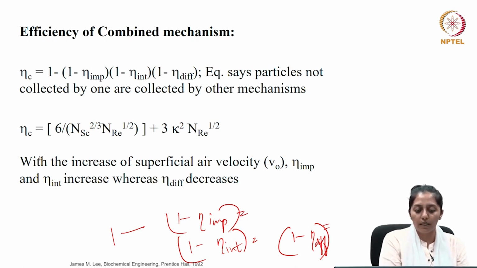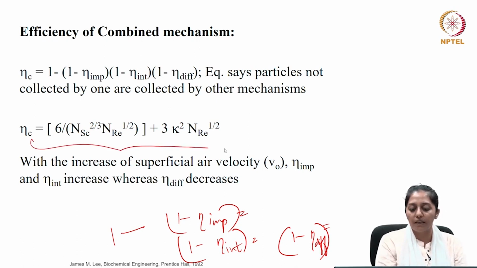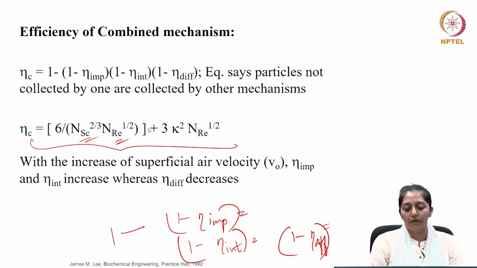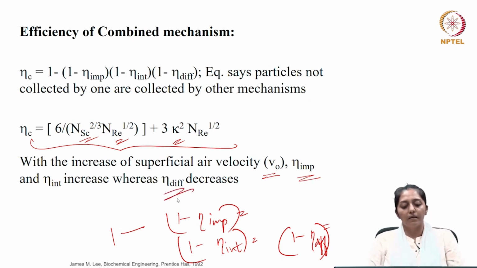So, your overall collection efficiency is given here by an empirical correlation defined by the Schmidt's number, the Reynolds number and the interception parameter. So, with the increase in the superficial air velocity, the efficiency due to impaction and efficiency due to interception would increase, whereas the efficiency due to diffusion might decrease.